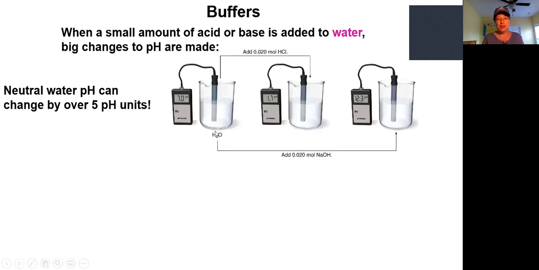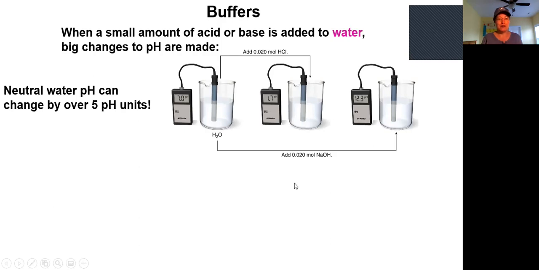We've got some water. It's reading at pH 7. Then they've added, this mole thing is just saying the amount, a small amount of hydrochloric acid, that's a strong acid, and woof, 1.7 pH, very, very acidic. Or I can start with the same amount of water and add a similar small amount of strong base, and boom, 12.3 for the pH. This can change by over 5 pH units when there's no buffer in it.